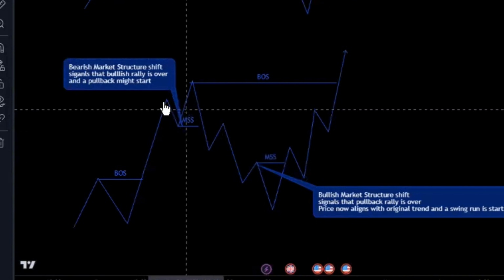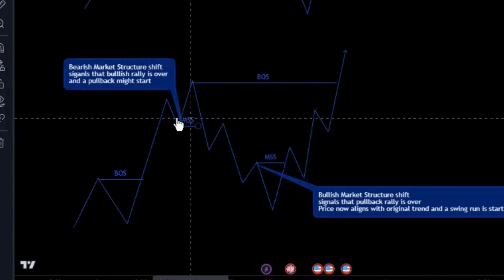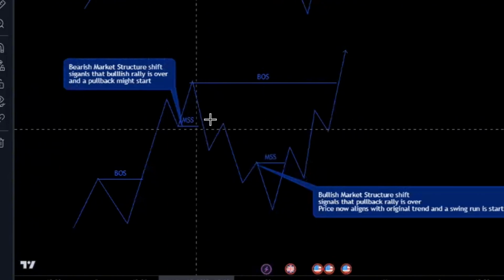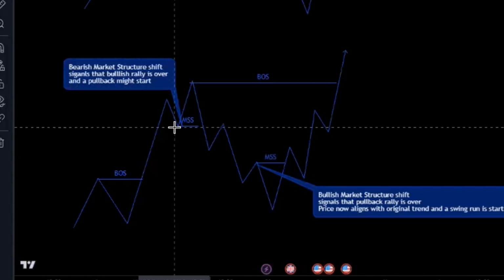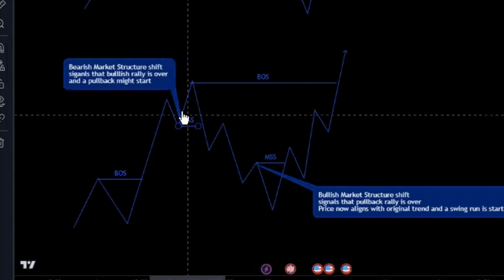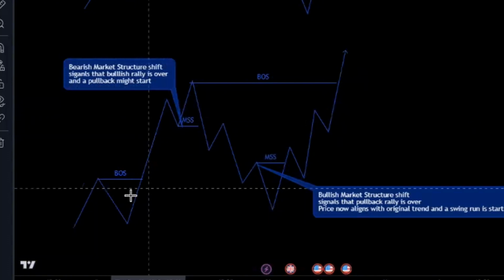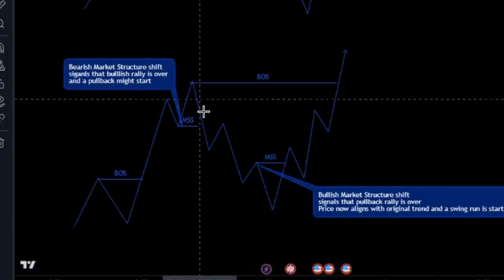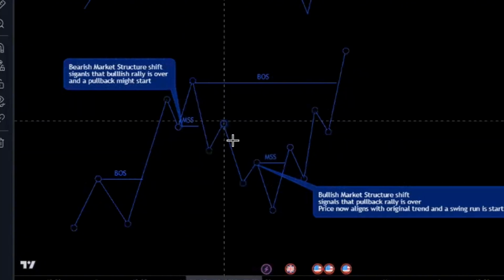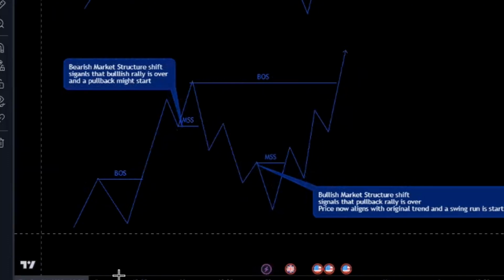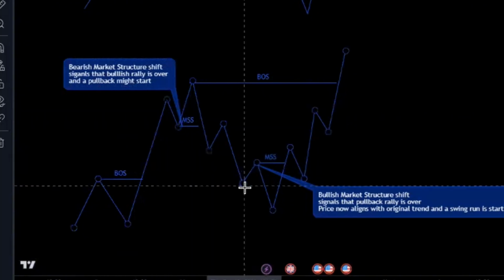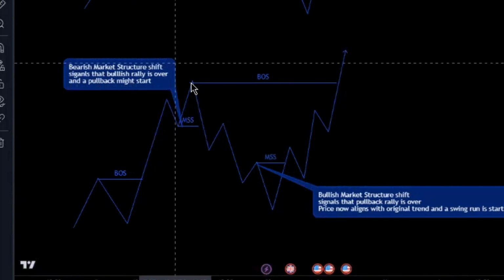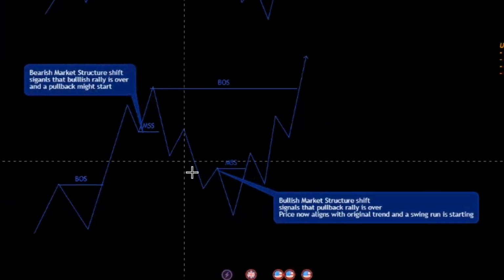Most times, this internal market structure shift only signifies that a pullback is about to begin. A bearish market structure shift signals that the bullish rally is over and a pullback might start. So when you have this internal market structure shift, most times after a break of structure, a pullback begins. Don't forget, the trend has not changed. It just signifies a pullback that is about to begin. Now, the pullback does its own thing. It goes up and down, does its own movement.